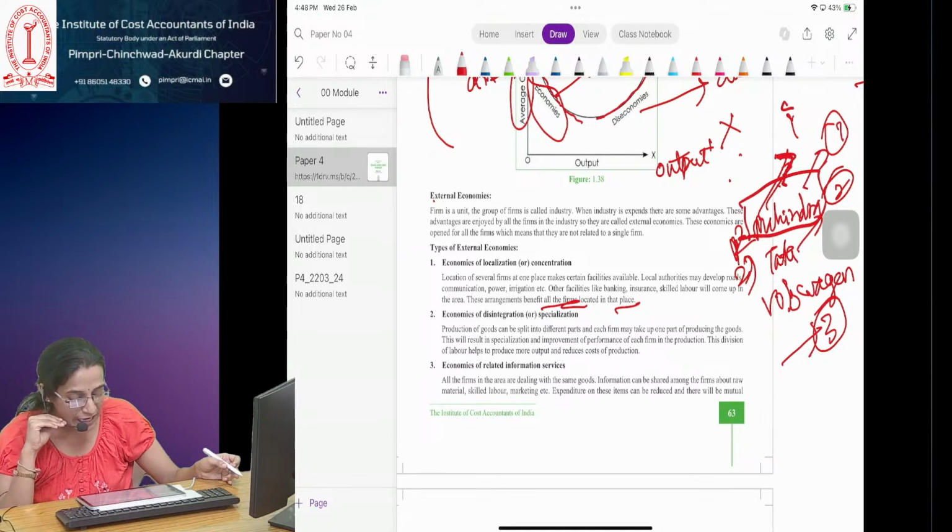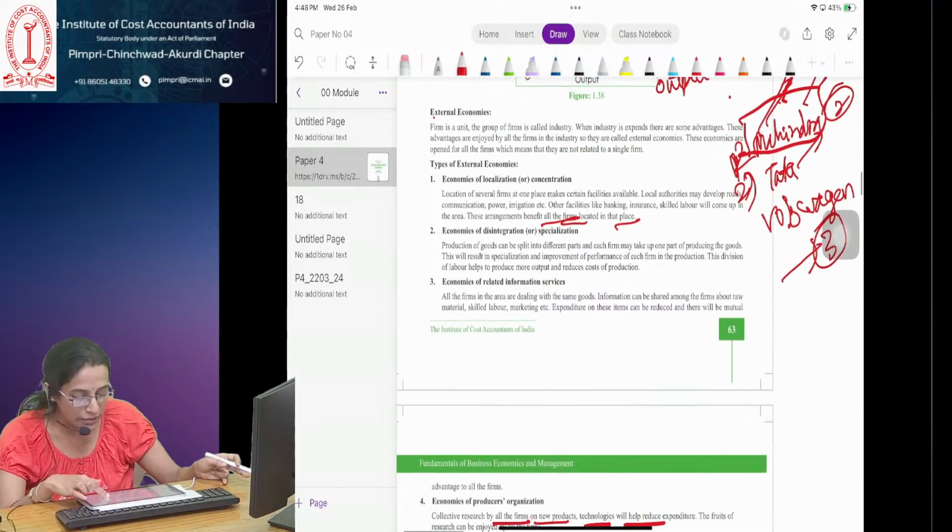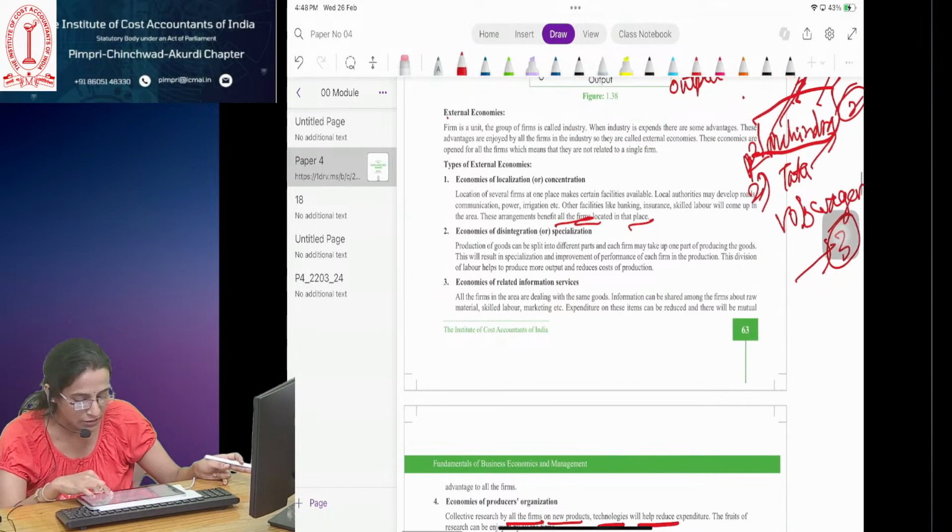Production of goods can be split into different parts and each firm may take up one part of producing the goods. This will result in specialization and improvement of performance of each firm in the production. This division of labor helps to produce more output and reduces cost of production. It will reduce cost of production, but the disadvantage that it is giving us is that it will create bottlenecks, problems in the production.